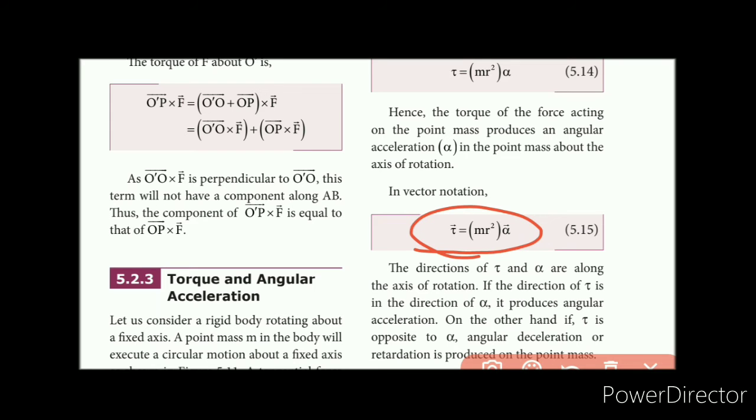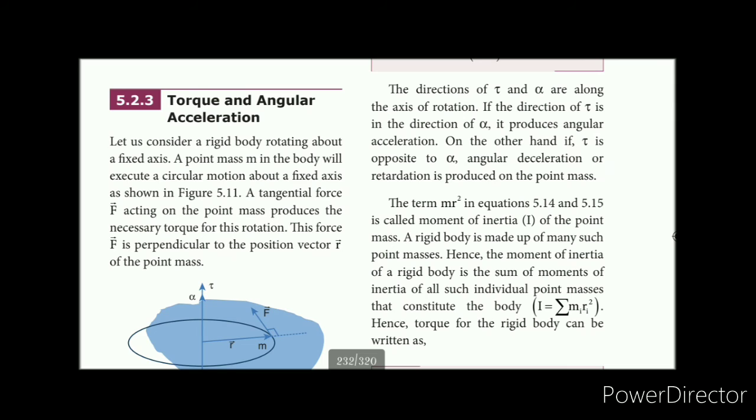The direction of the torque and alpha are along the axis of rotation. If the direction of the torque is in the direction of alpha, it produces angular acceleration. Note it down. On the other hand, if the torque is opposite to alpha, angular deceleration or retardation is produced on the points.